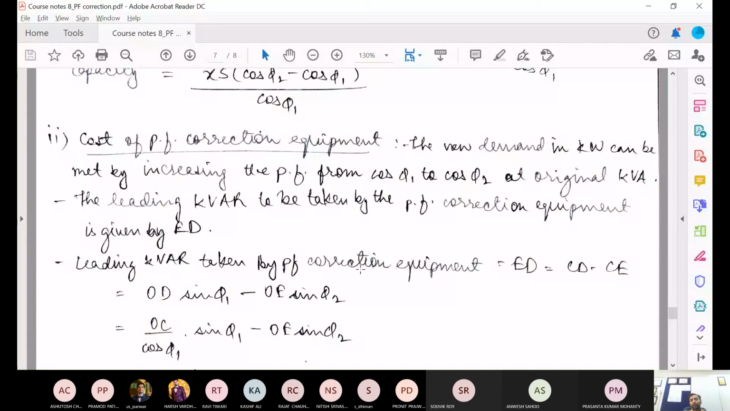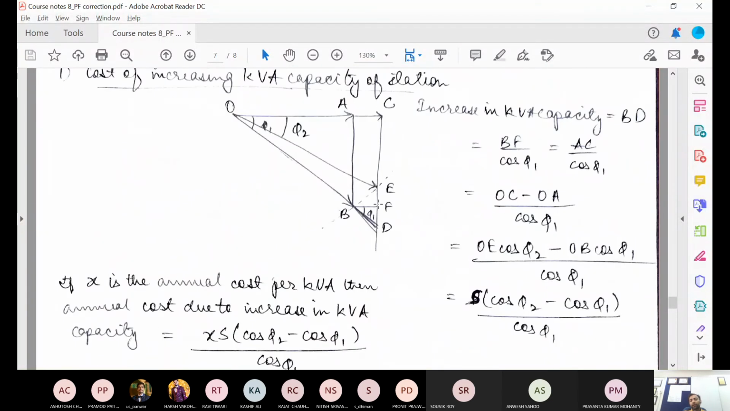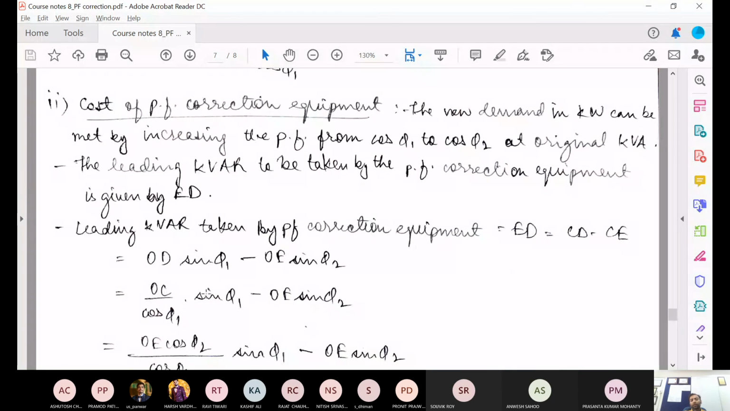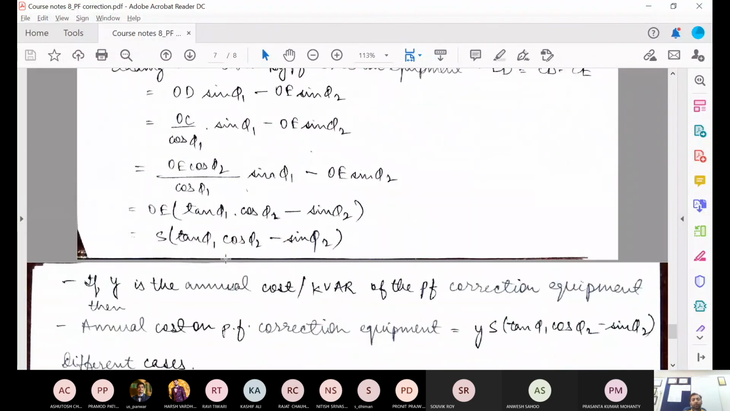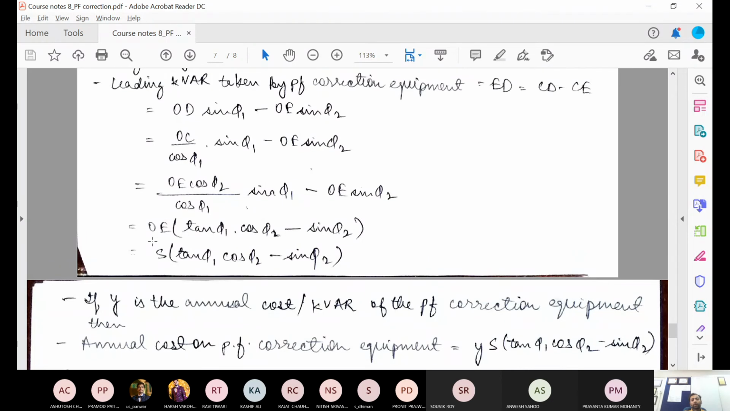Therefore, the leading kVAR taken by the power factor correction equipment is ED, and this ED we can write as CD minus CE. Again, doing simple trigonometry here, you can change it, and because of lack of time, I'll go quickly to the result. So you can look at the analysis and I'll share the notes. So you get that this will be your kVAR needed for saving, in terms of the power factor correction equipment.